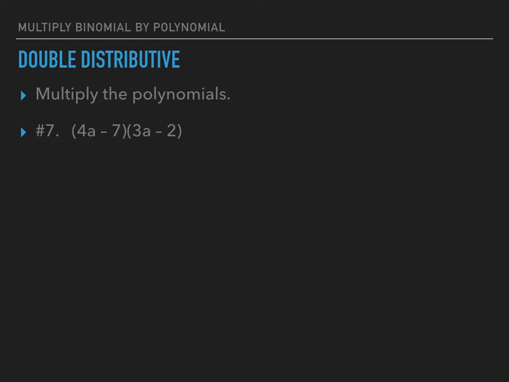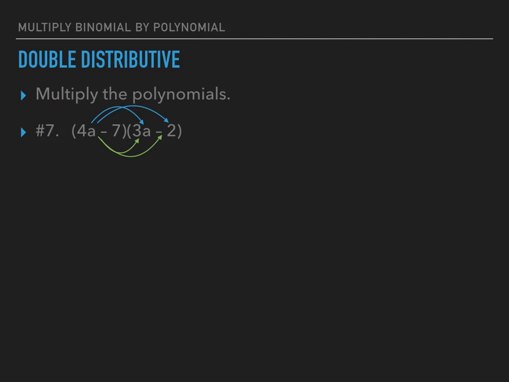The way double distributive works, it takes what you already know about the distributive property, but it applies it twice. So we're going to multiply 4a times 3a, and then 4a times negative 2. Then we multiply negative 7 times 3a and negative 7 times negative 2. And I'm going to color code my work. So let's look at the blue arrows.